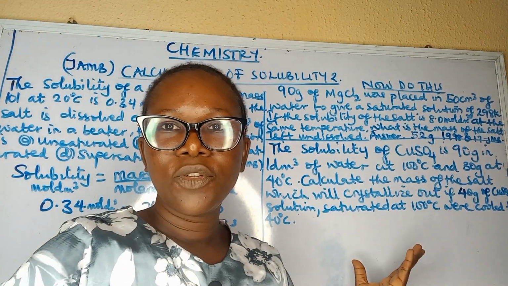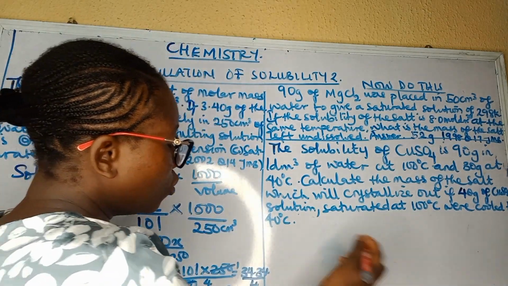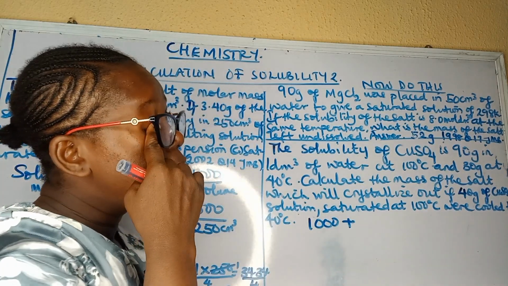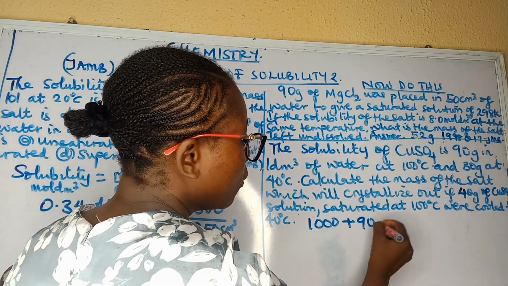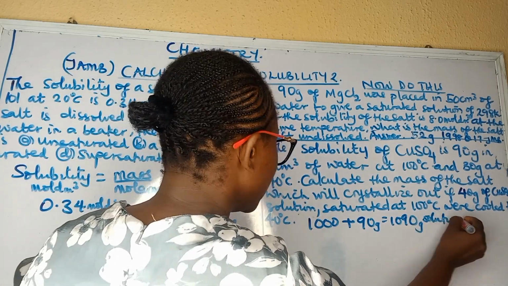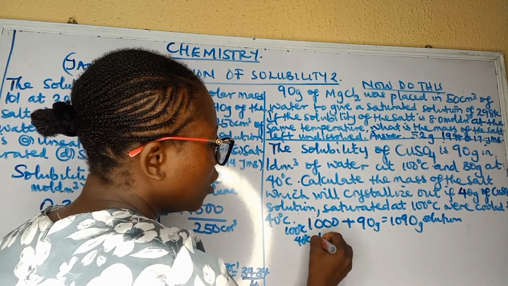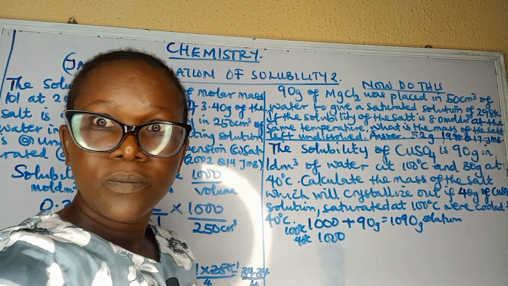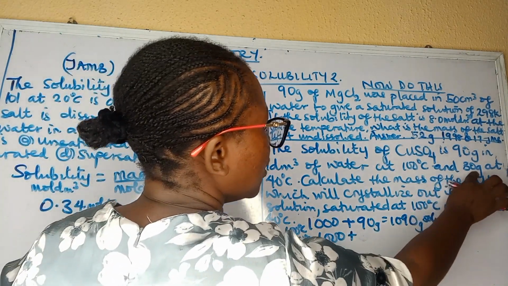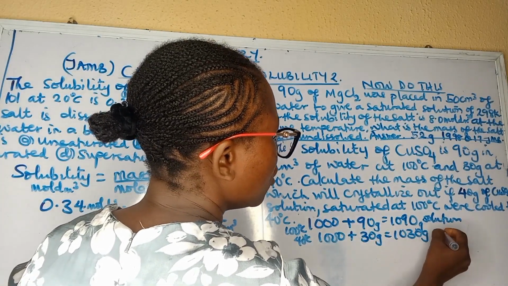So this is another dimension. In this case, we are not really using formulae. Now, we want to know the total mass of salt. 1,000 cm cube of water plus the 90 grams of salt gives 1,090 grams of solution. That is at 100 degrees Celsius. So at 40 degrees Celsius, 1,000 cm cube of water as well dissolve 30 grams of salt to give you 1,030 grams solution.